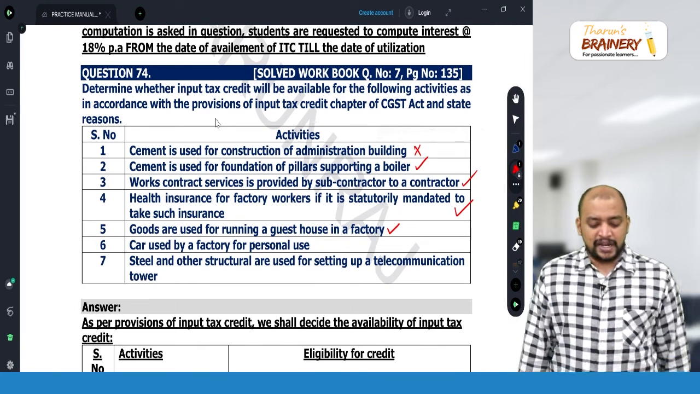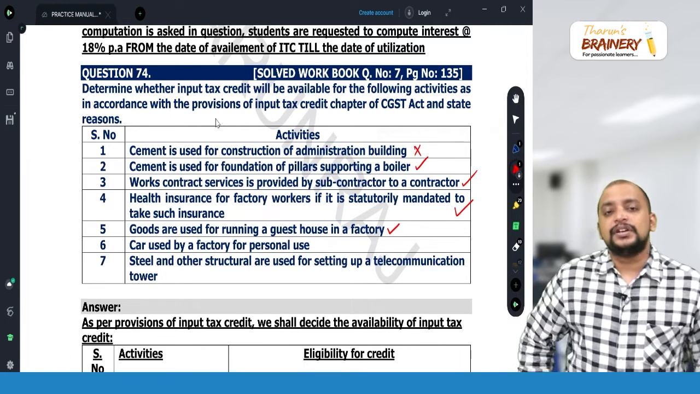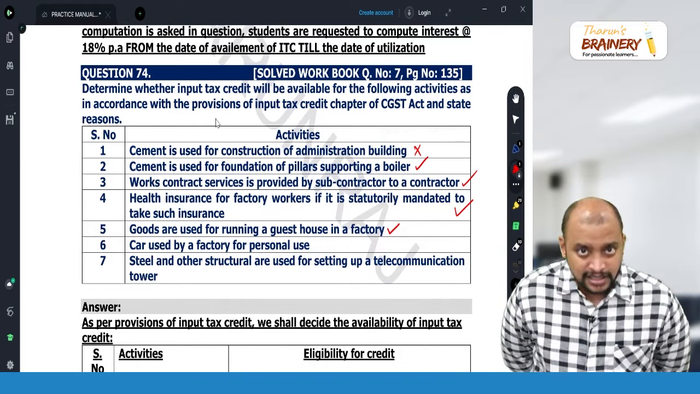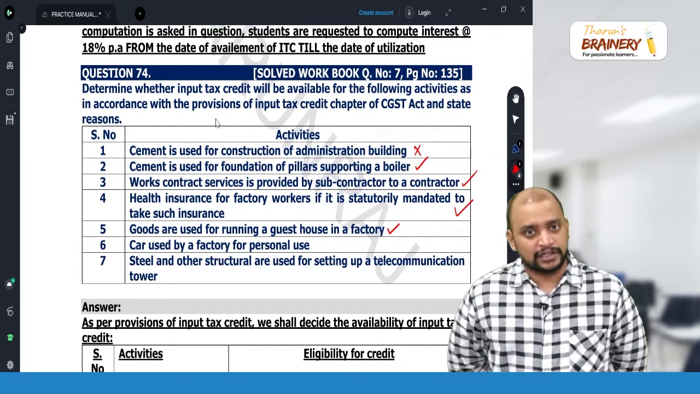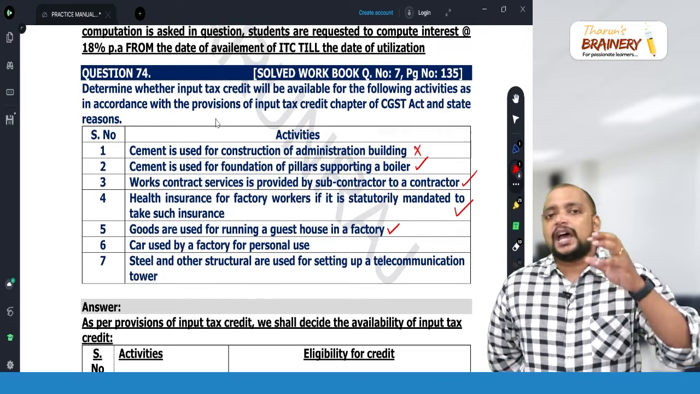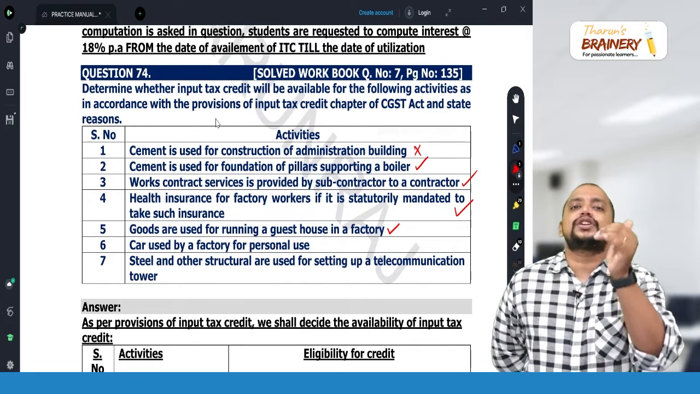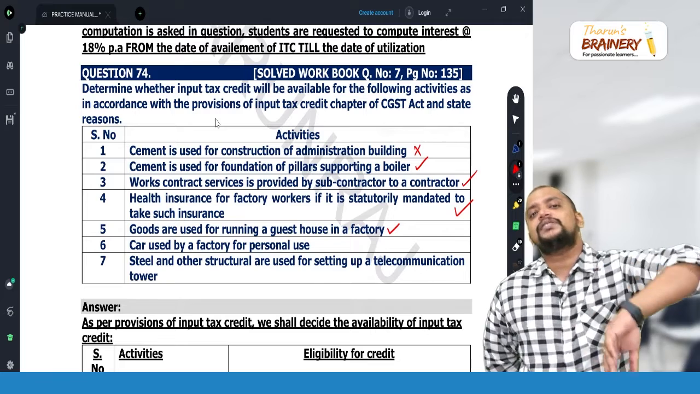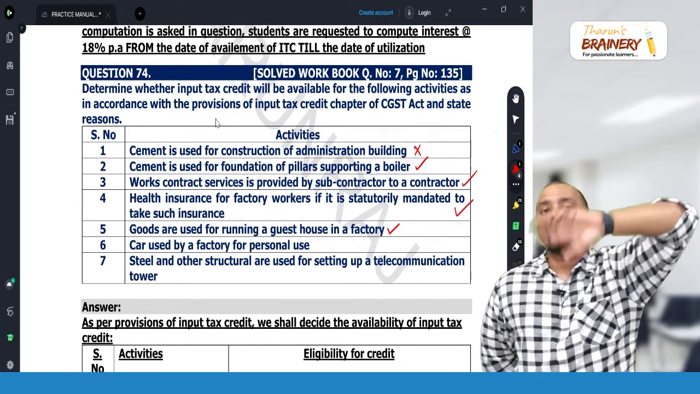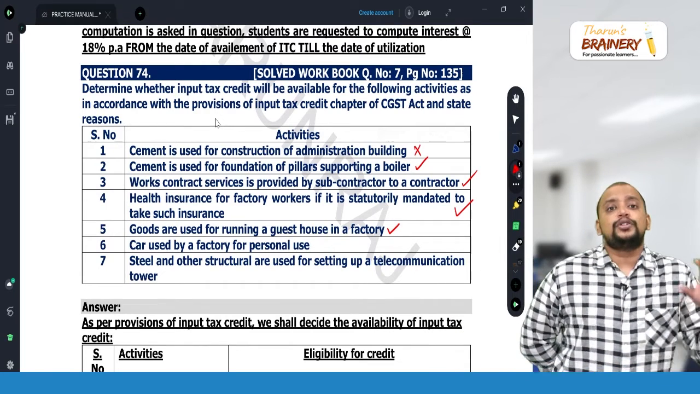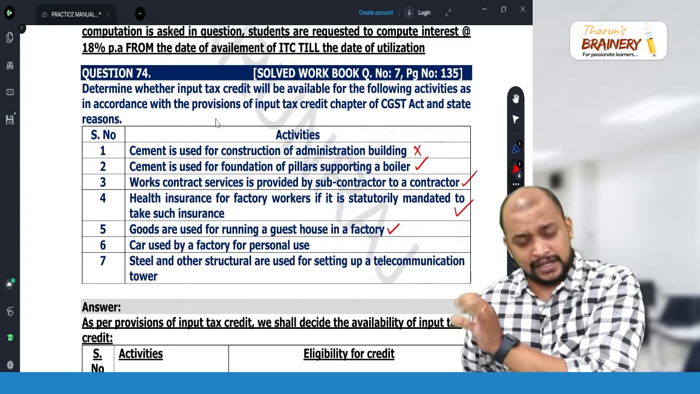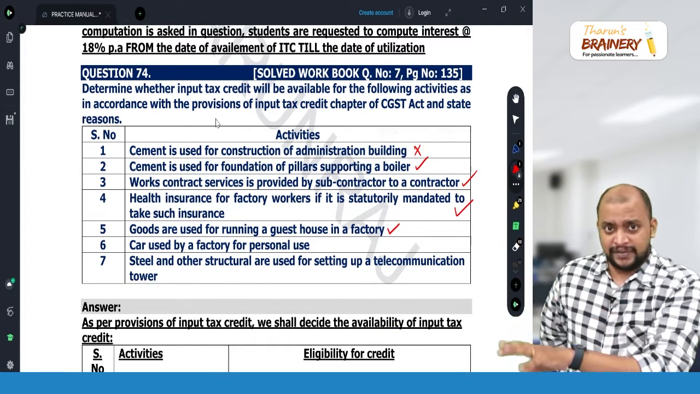Car used by factory for personal use. First of all, any goods purchased for personal use cannot be taken as credit. Moreover, a car is also a blocked credit. Apart from that, motor vehicles have some blocked credit. Motor vehicles are divided into three: motor vehicles for transportation of persons, vessels and aircraft, and other motor vehicles. For other motor vehicles, ITC is always available.